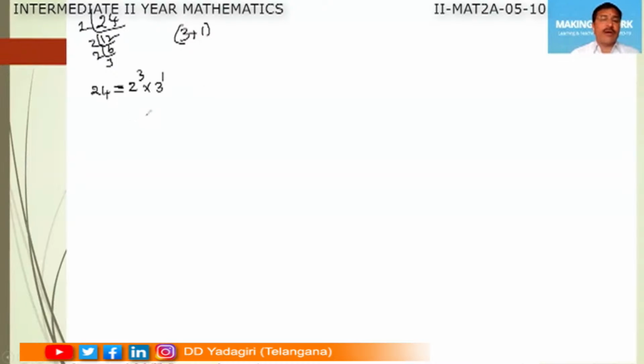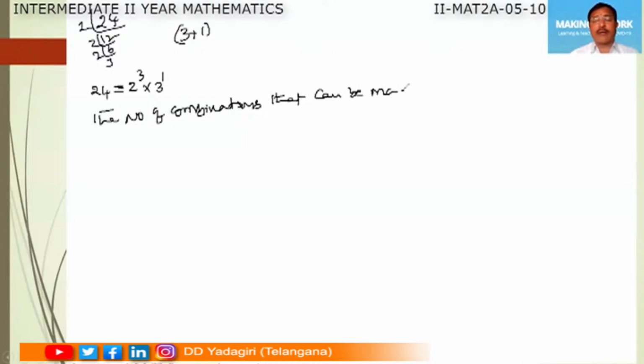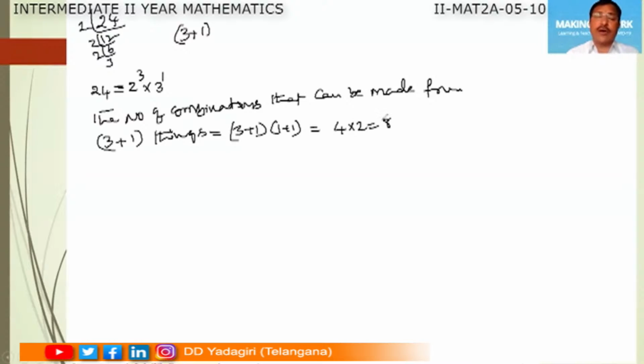So actually, according to this previous formula, how many combinations? The number of combinations that can be made from 3 plus 1 things, where 3 things are alike of one kind and one thing is alike of a second kind, is equal to what? 3 plus 1 into 1 plus 1. This is equal to 4 into 2, which is equal to 8. So there are 8 factors, 8 divisors of this 24.